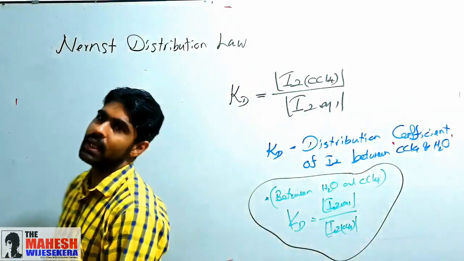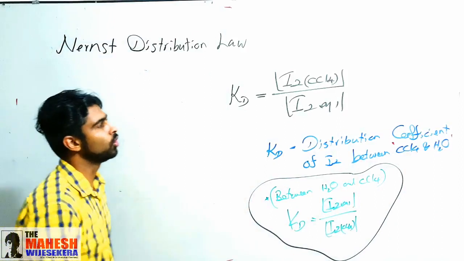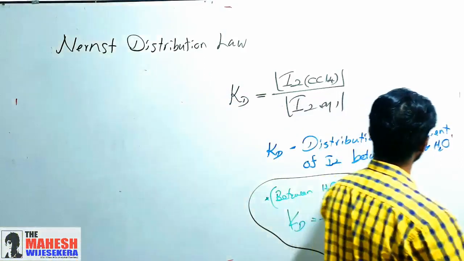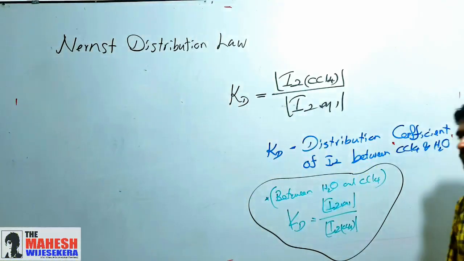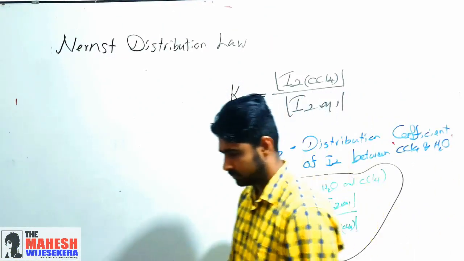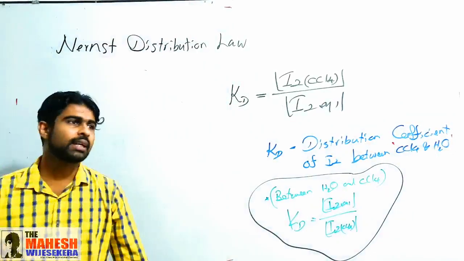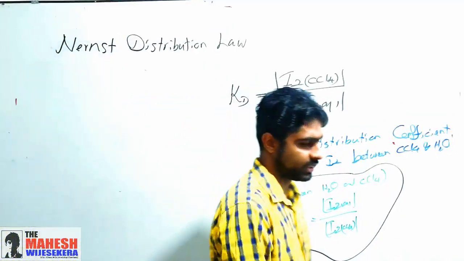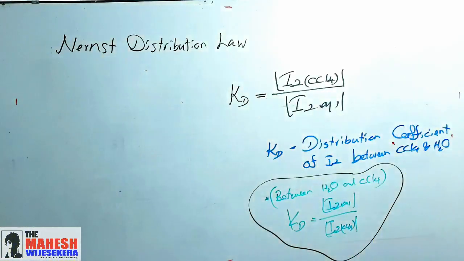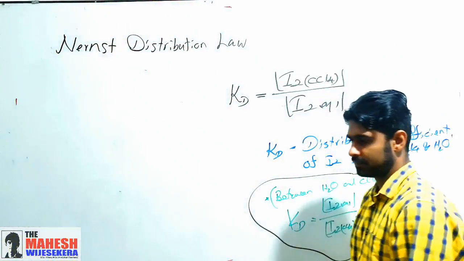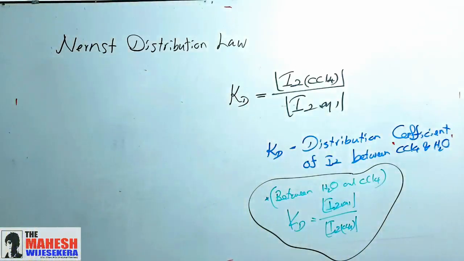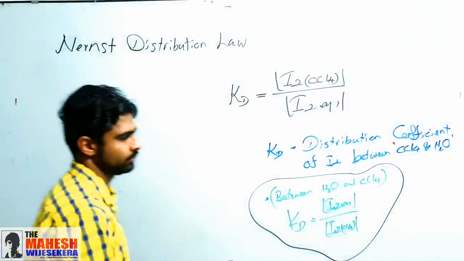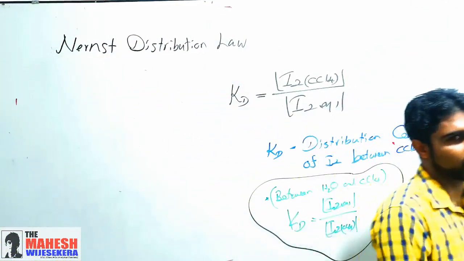in order to apply the Nernst distribution law, the system should satisfy the following conditions.